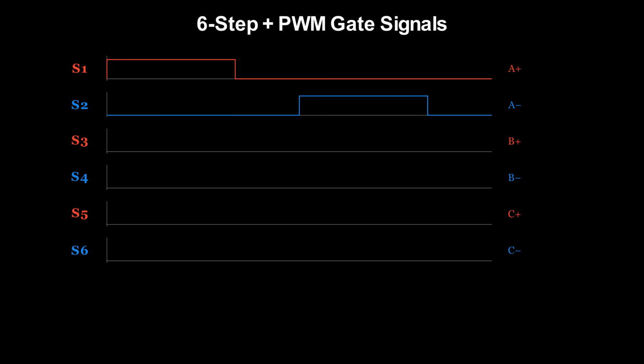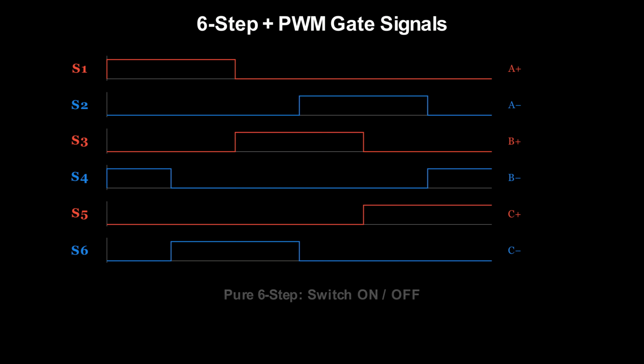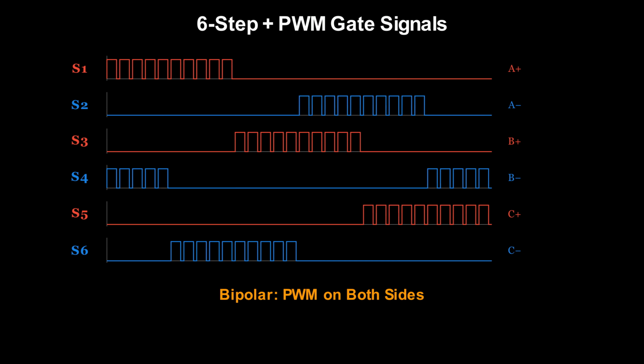The waveform you see now shows a BLDC motor running in 6-step mode without PWM, relying strictly on Hall sensor signals. To control the motor's speed effectively, we must regulate the average voltage entering the motor, and that's where PWM comes in. There are two main approaches.